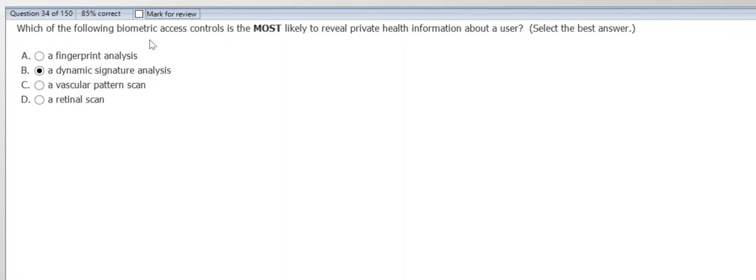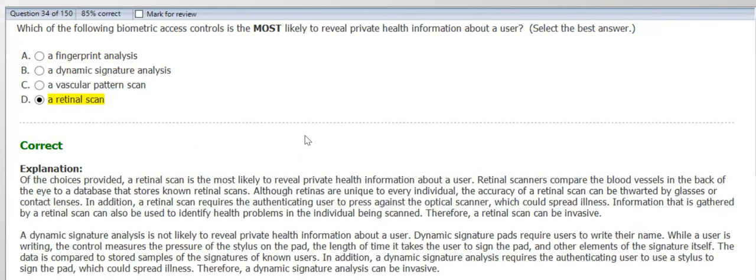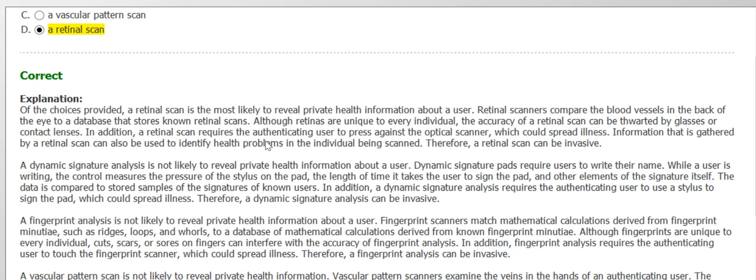Which of the following biometric access controls is the most likely to reveal private health information about a user? Is it fingerprint analysis? No. Is it dynamic signature analysis? No. Vascular pattern scan? No. A retinal scan? Option D. Yes, it can be retinal scan. Let's see the answer. Yes, retinal scan is most likely to reveal private health information about a user. These scanners compare the blood vessels in the back of the eye to a database which stores known retinal scans.